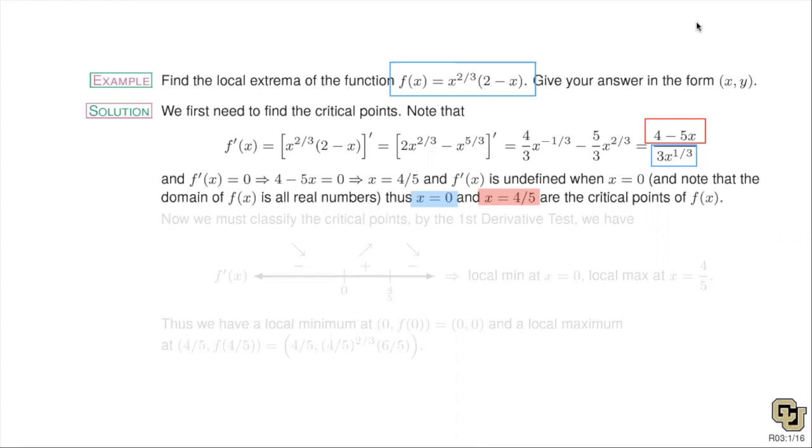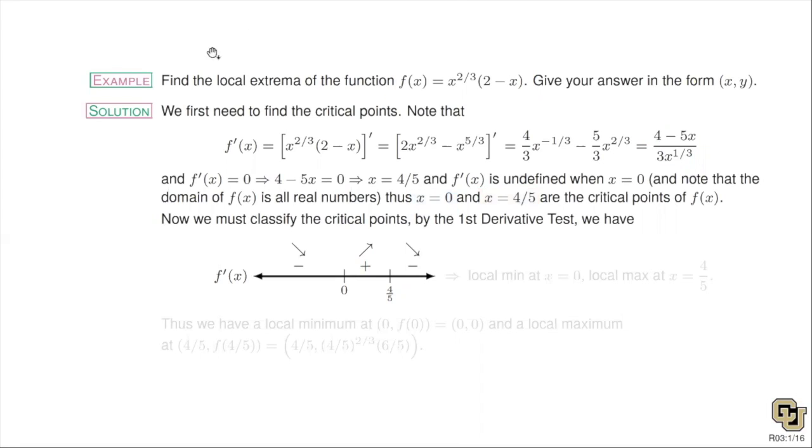In this case, I look at the function and I go, well, I don't want to take the derivative of this messy function here, 4 minus 5x over 3x to the 1/3. So here I'm going to just do a first derivative test. So I'm plugging in numbers in between the critical points. For example, here to the left of 0, I picked -1 and plugged it in. You see the denominator will be negative.